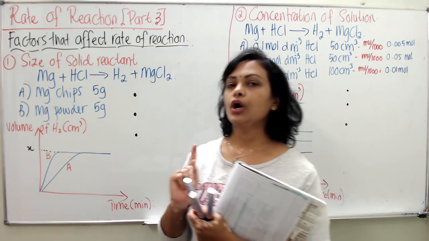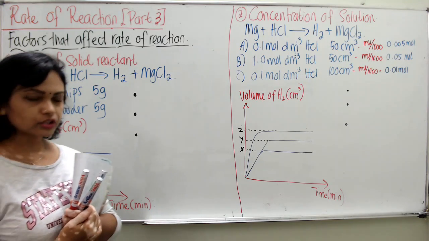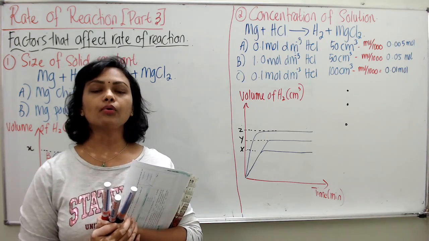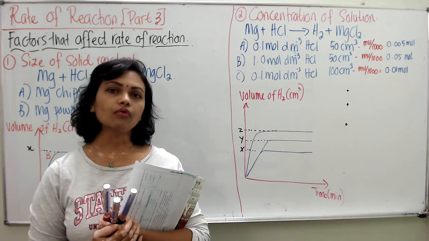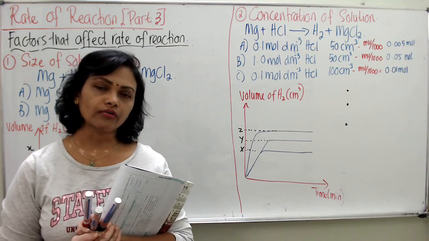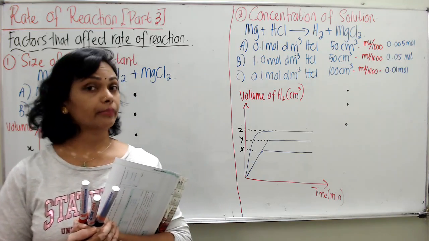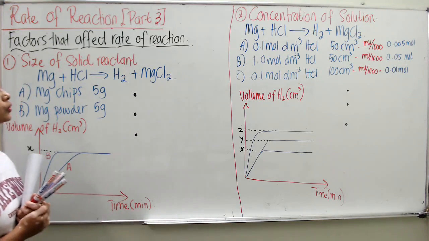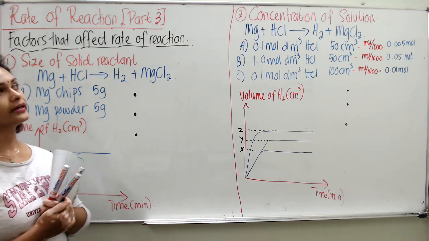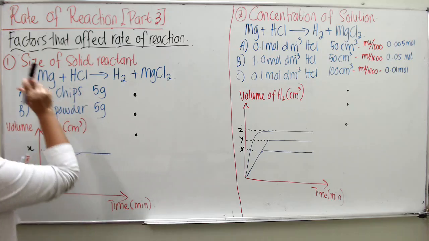So let's start. Okay, now let's look at factors that affect the rate of reaction. In our previous video, teacher has explained to you what is the meaning of rate of reaction, how to calculate from a graph or from a table, average rate of reaction and rate of reaction at a given time. So that was our main focus on part 1 and part 2. Now in part 3 we are going to look at 2 important factors which are size of solid reactant and concentration of solution.